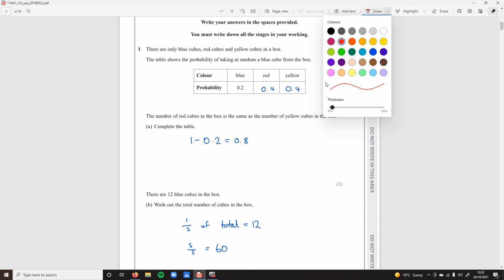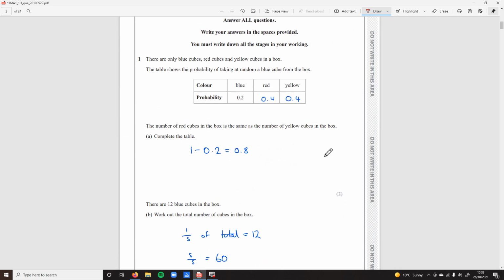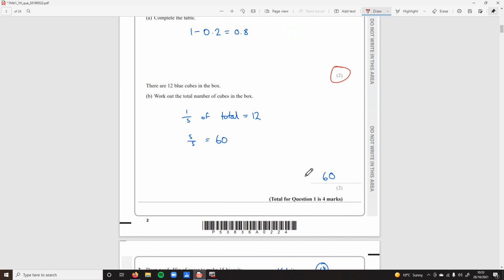And yeah, so what is this? This is May 2019 Edexcel maths paper. Mark scheme. Okay, so it says A is 0.4 and 0.4, so I got 2 marks on that one. And the total is 60, so 2 marks, so 4 out of 4 on that one.